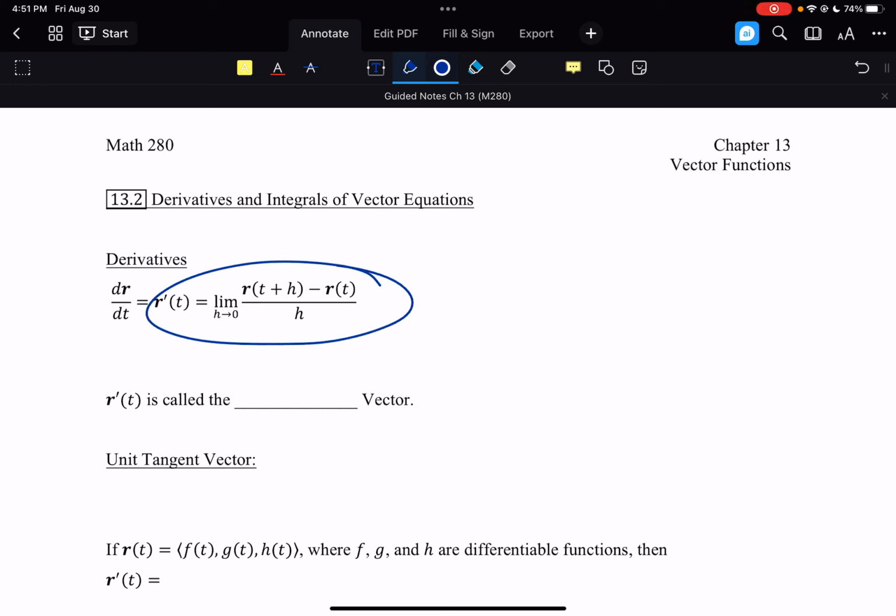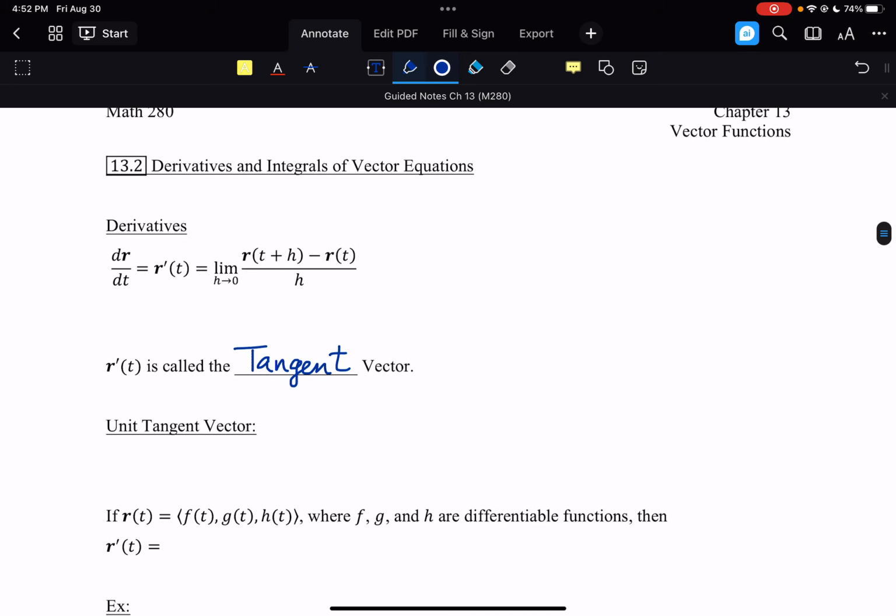So we have this formula, the limit as h approaches 0 of r of t plus h minus r of t, all over h. This is the difference quotient, just a converted version that now applies to vector functions. And we have t as the parameter instead of using x as the variable. So r prime of t is called the tangent vector.